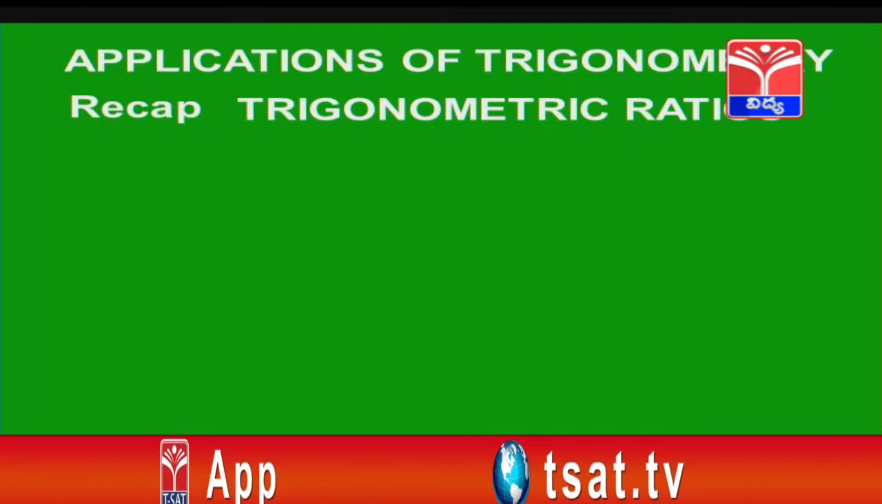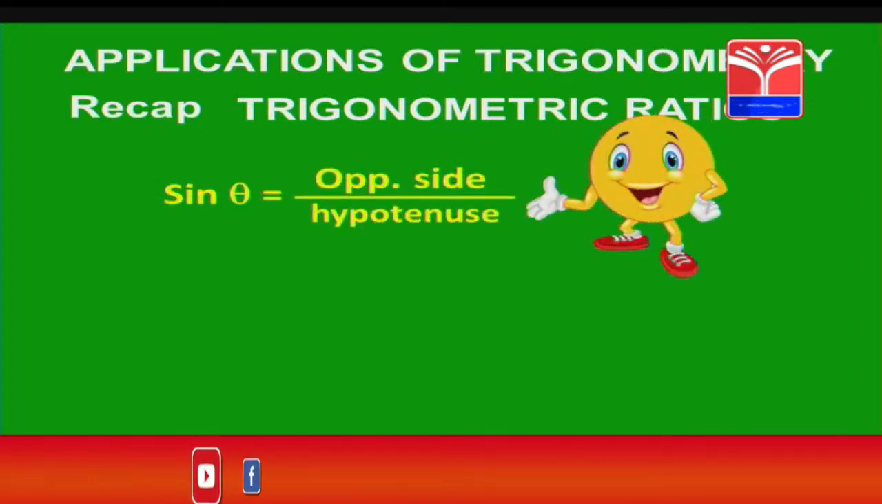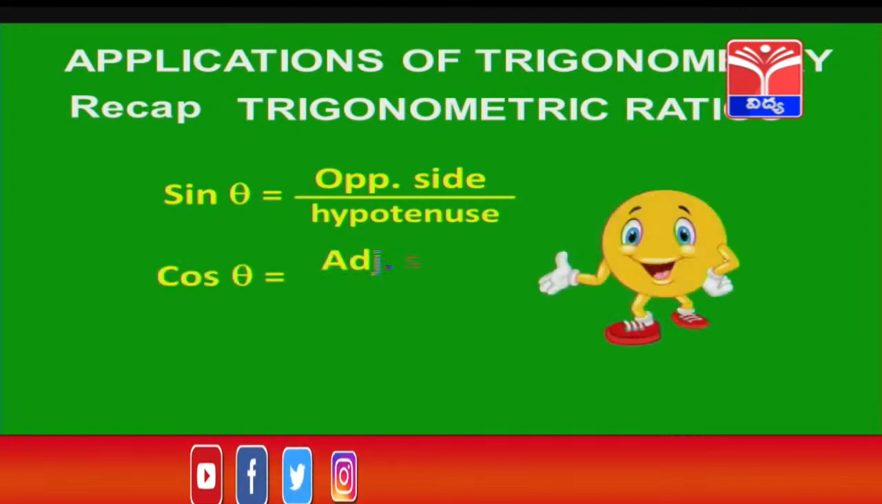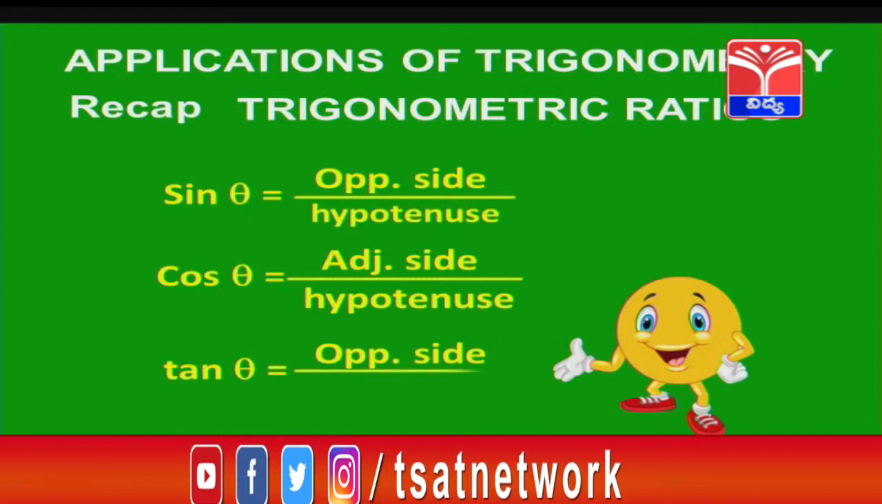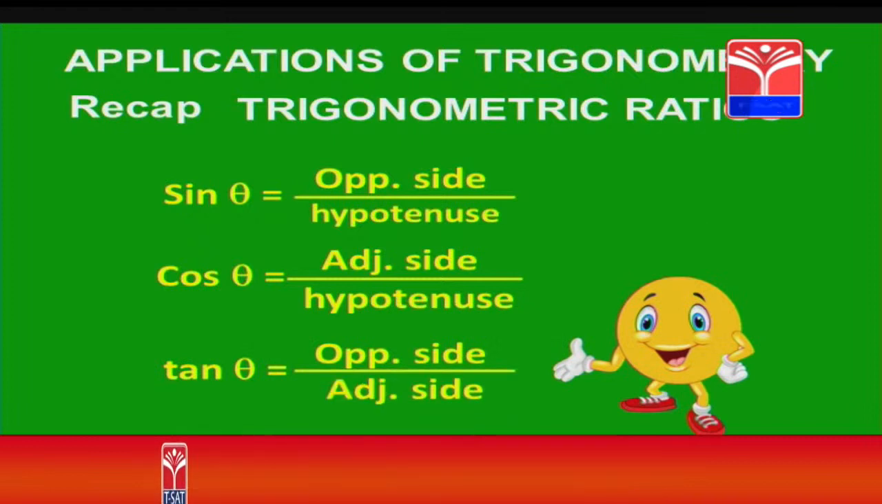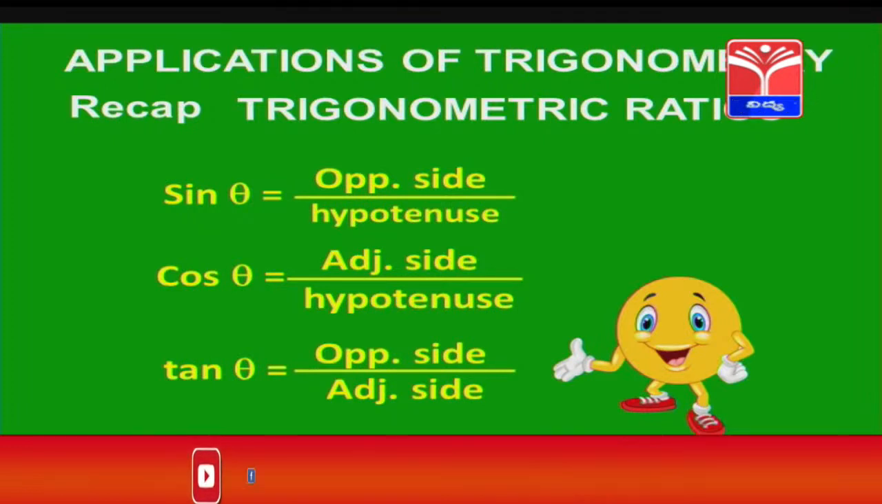us recap. We have sin theta is equal to opposite side by hypotenuse, cos theta is equal to adjacent side by hypotenuse, tan theta is equal to opposite side by adjacent side. So, these 3 trigonometric ratios are going to play a major role in the applications of trigonometry.